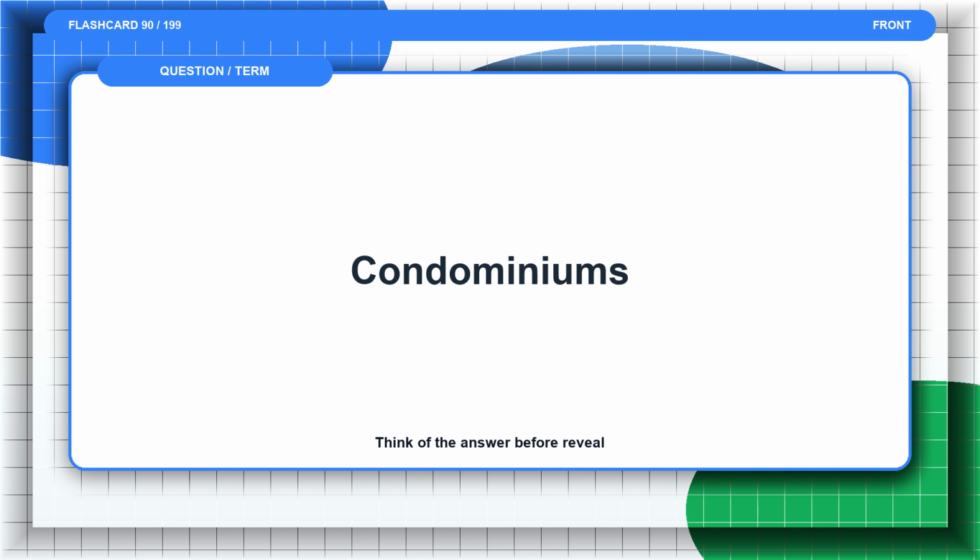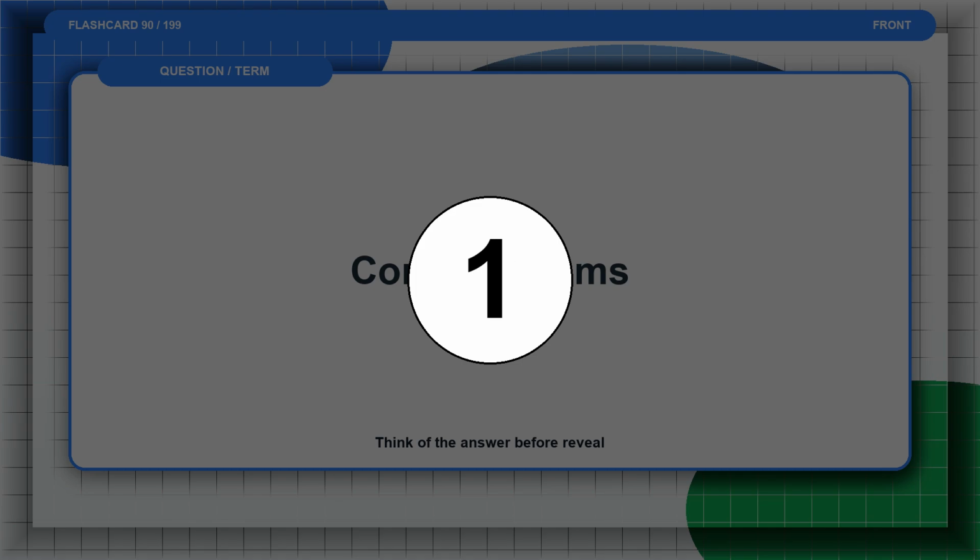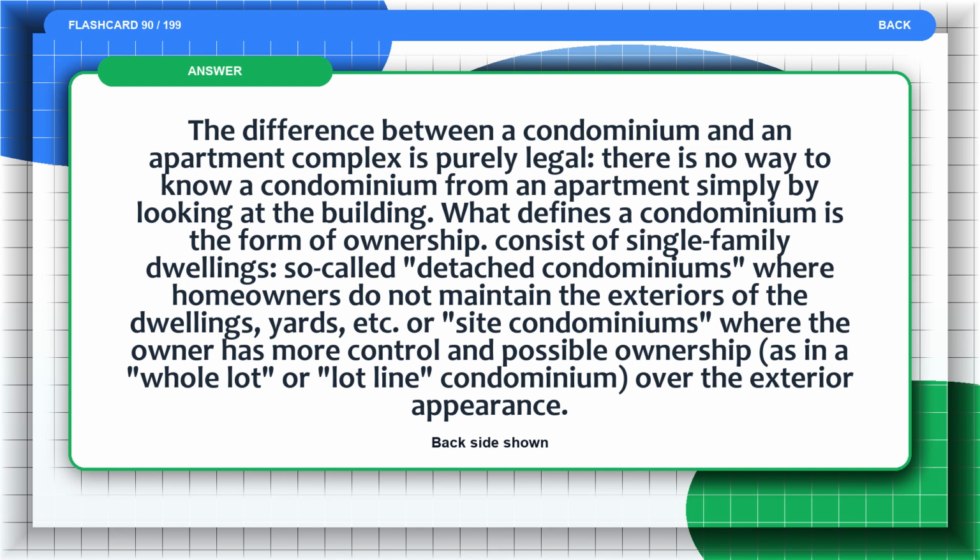Condominiums. Pause and think of the answer before the reveal. The answer is, the difference between a condominium and an apartment complex is purely legal. There is no way to know a condominium from an apartment simply by looking at the building. What defines a condominium is the form of ownership. It consists of single-family dwellings, so-called detached condominiums, where homeowners do not maintain the exteriors of the dwellings, yards, etc., or site condominiums where the owner has more control and possible ownership, as in a whole lot or lot line condominium, over the exterior appearance.